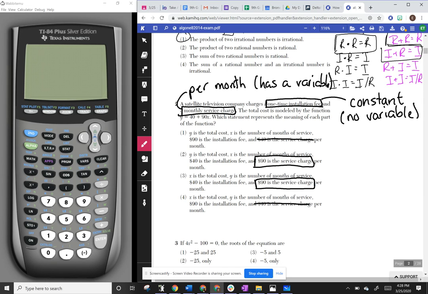Right, and we're multiplying 90 times the per month. And here we have 90x. So if we are writing 90 per month, x must be the number of months, making 1 our answer. So y is the total cost. y is pretty much always going to be the total cost. And then make sure you're matching your rate per month with the variable.